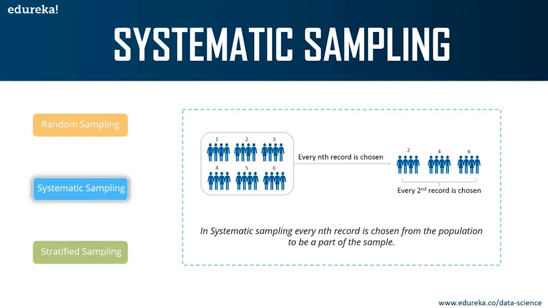All right. Now, refer to this image that I've shown over here. Out of these 6 groups, every second group is chosen as a sample. Okay, so every second record is chosen here. And this is how systematic sampling works. You're randomly selecting the nth record and you're going to add that to your sample.